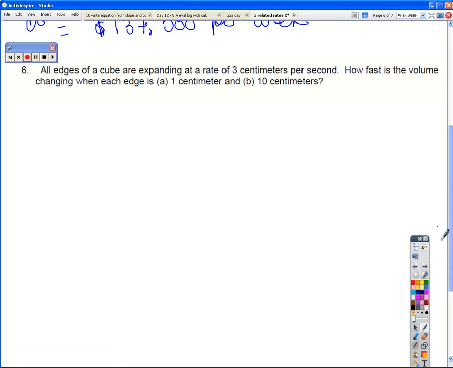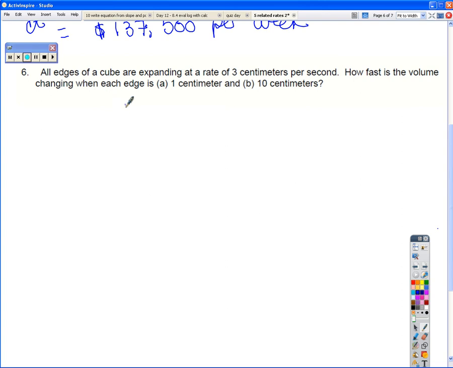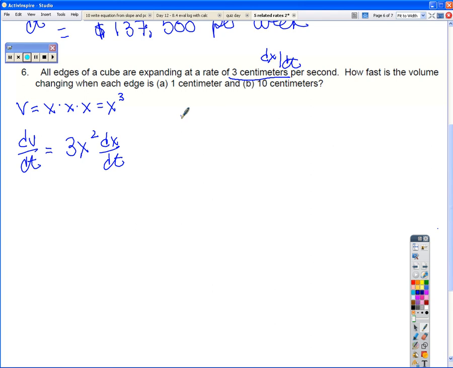Okay, for number 6, it's a cube. So thinking of the volume of a cube, that's x times x times x, so that's x to the third. So dv dt, the change of the volume over time, is 3x squared dx dt. They give us that the edge is expanding at 3 centimeters per second, so that's dx dt. So part A, the change in volume over time is 3 times the edge is 1 times 3, so we get 9 centimeters cubed per second.